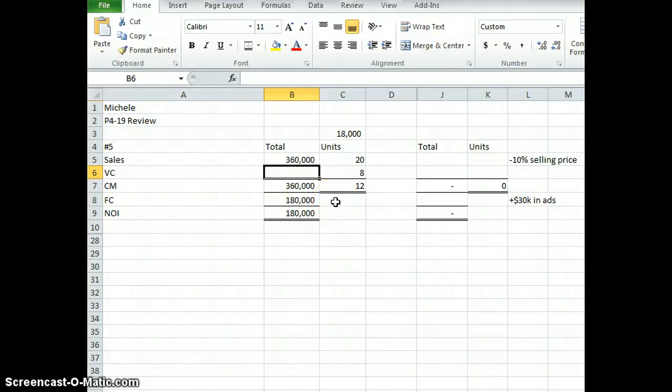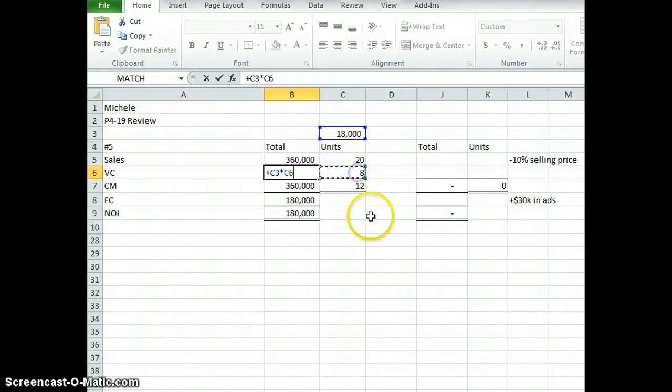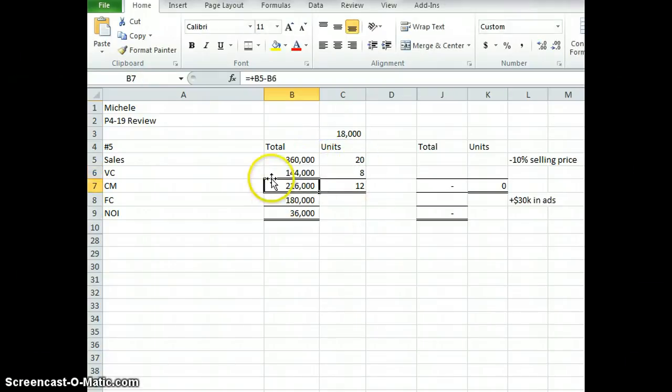In order to produce those 18,000 units, we have a variable cost of $8 per unit. So we're going to take 18,000 times 8, and we're going to show a variable cost of $144,000. If you subtract the variable cost from the sales, you have a contribution margin of $216,000, minus $180,000 in fixed cost means that at 18,000 units selling at a price of $20 with the cost structure shown, we're going to have a net operating income of $36,000.